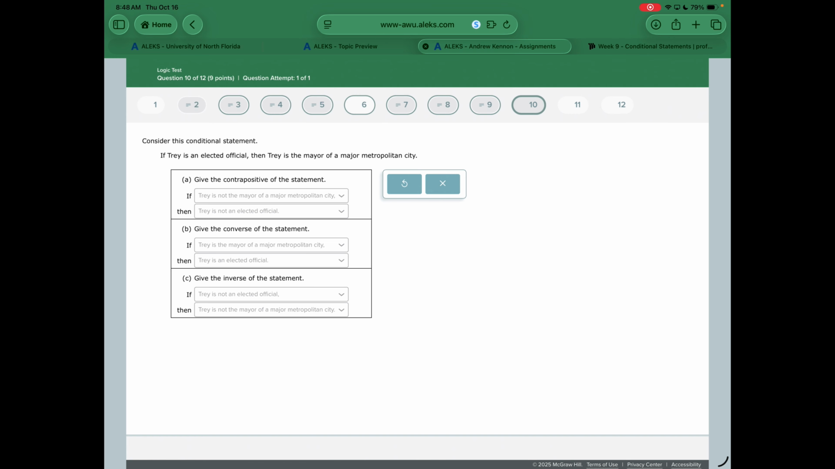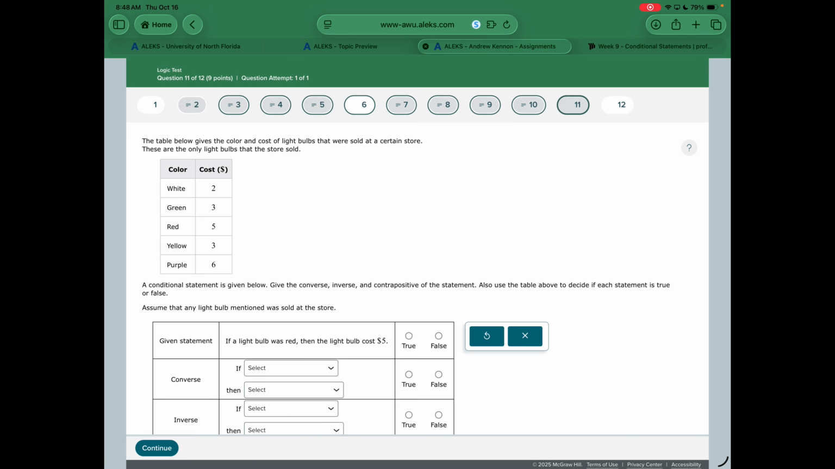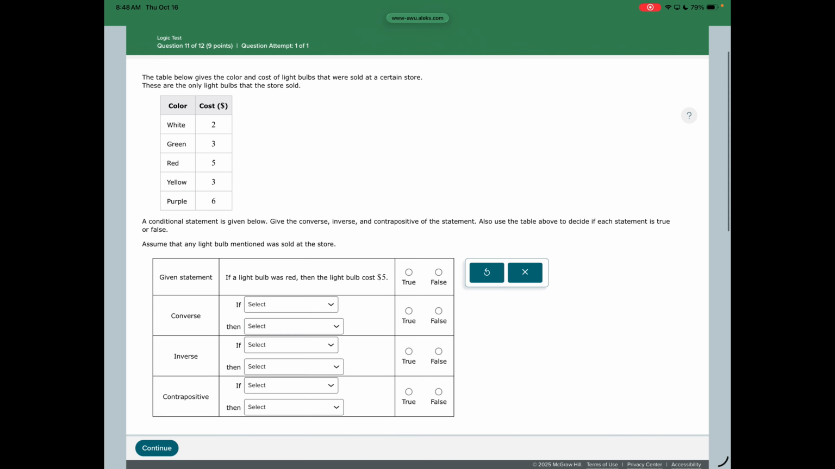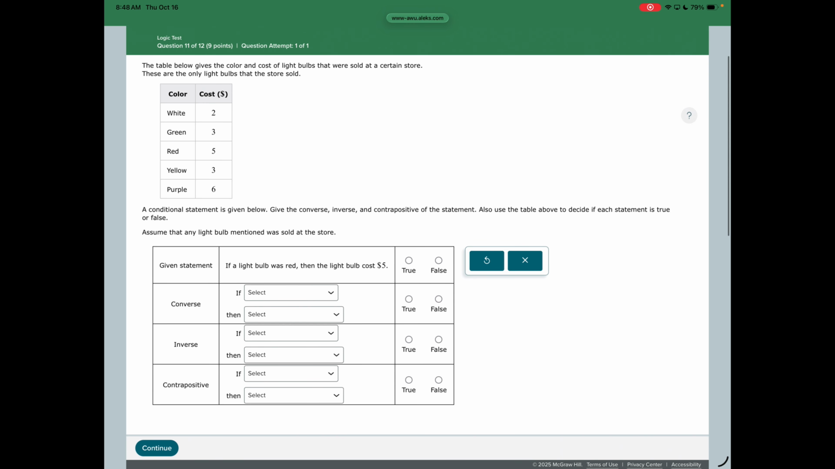Number 11, I'm going to have to delete. Oh, no, this one's not bad. We can do this one. I was thinking it was a hard one that we just did a minute ago. All right. If a light bulb is red, then the light bulb costs $5. That is true.